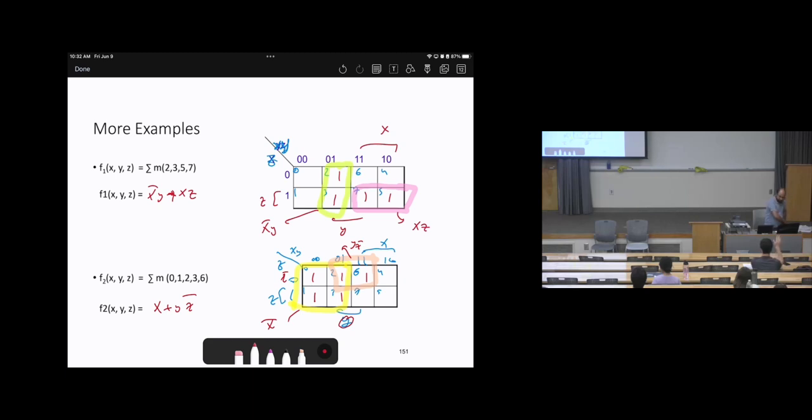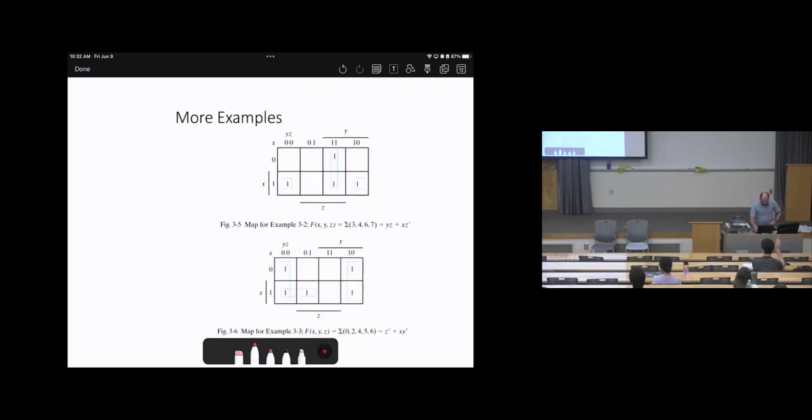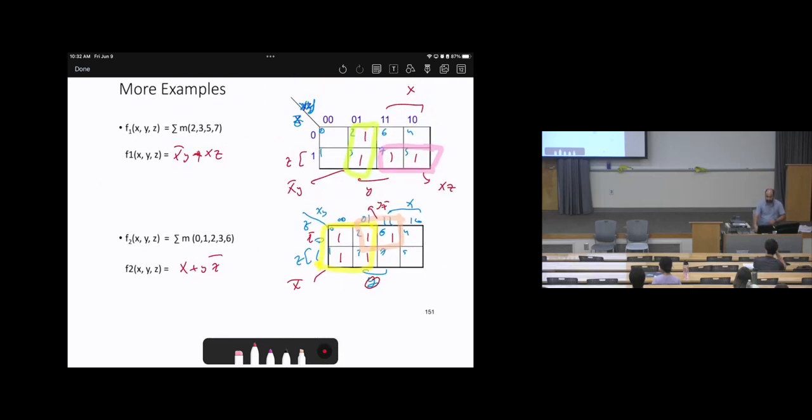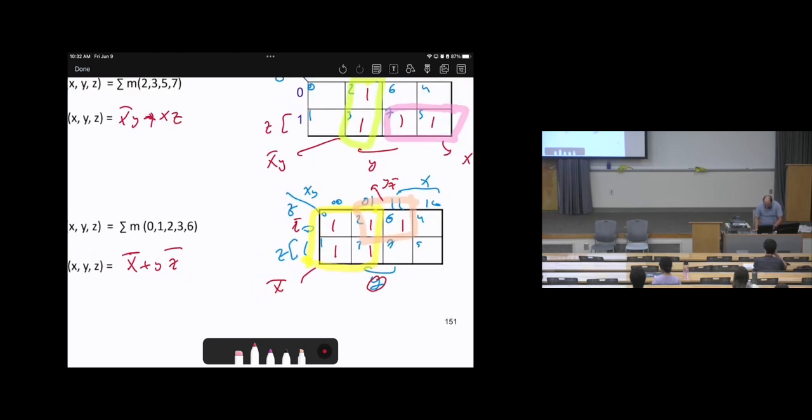Yes. Good question. What would be x bar plus y, z bar? Yes. Yeah. I missed the bar. I said x bar, but I forgot to write it. Yes, it should be x bar. Thank you. X bar plus y, z bar.